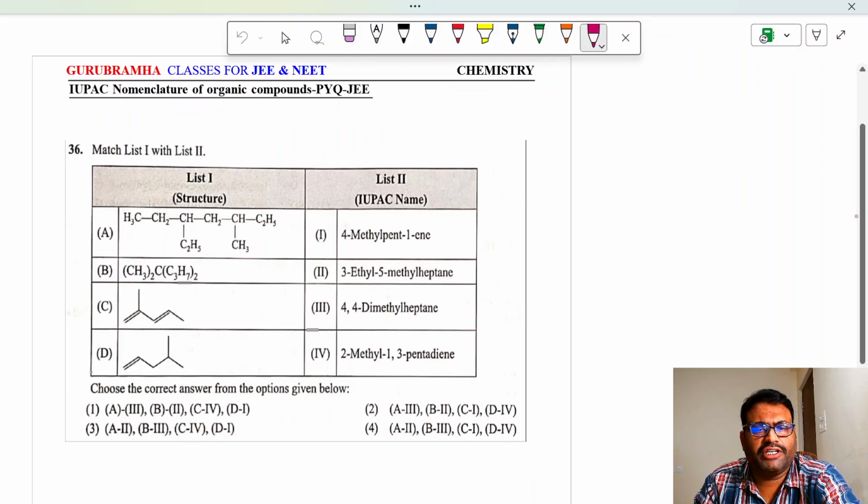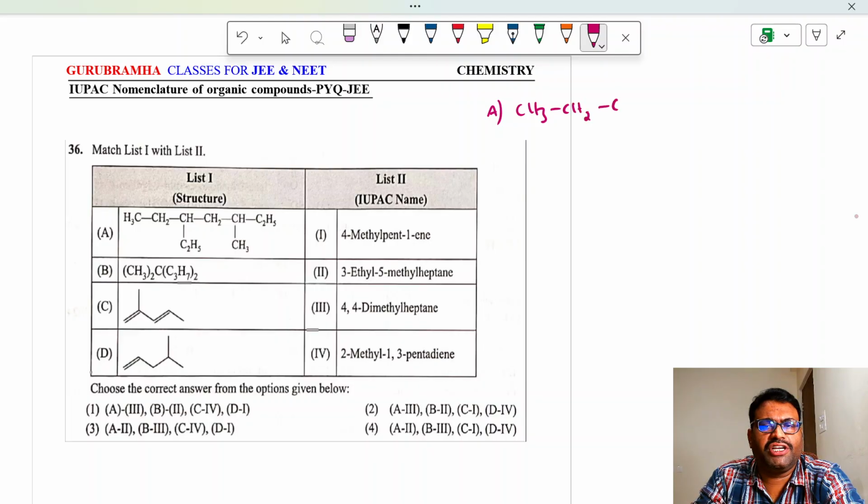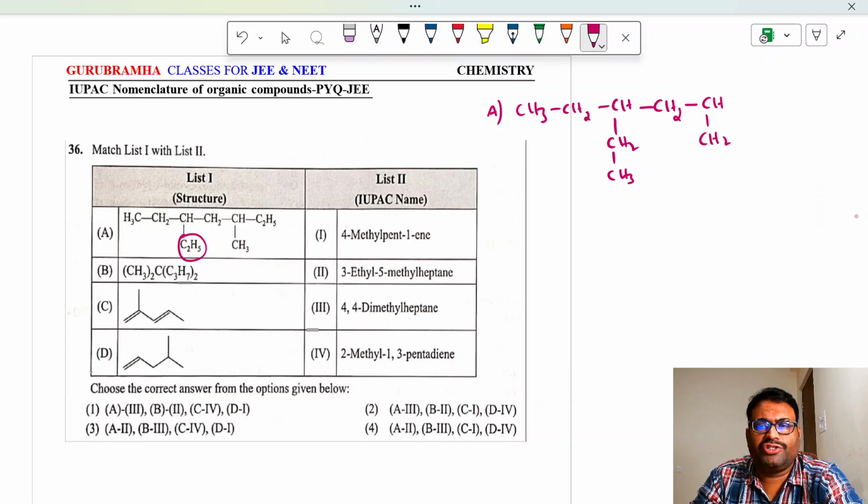Coming to this question, a table is given and you are asked to match it. Now let us see this. A: CH3, CH2, CH, CH2, CH3. This is the expanded form I have written. Next is CH2, CH, CH2, CH3, expanded form. Or to avoid confusion, I write only CH3 here. CH3. Next CH2, CH.